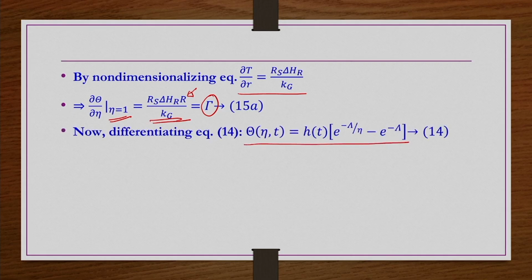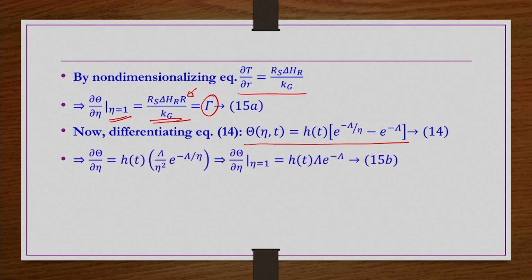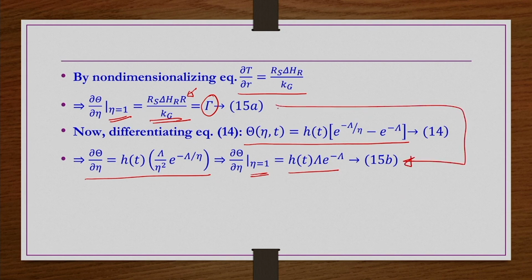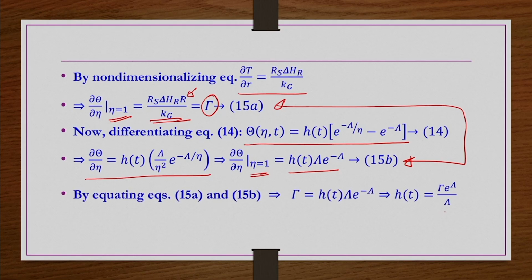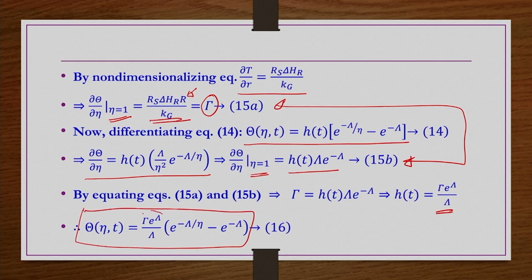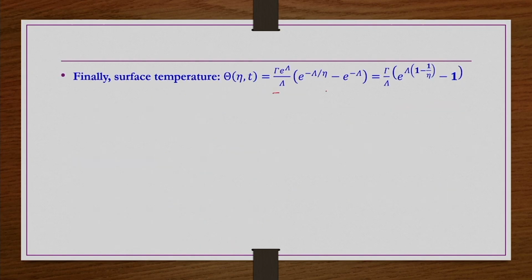Now, equation 14, this is what we have. We will differentiate this equation also with respect to eta and then substitute eta is equal to 1. So, by differentiating with respect to eta, this is what we have, and then substituting eta is equal to 1, this is what we have. So, these two equations you can compare and then have an expression for h(t). So, h(t) would be capital gamma by capital lambda e to the power of minus capital lambda, right. This now you can substitute in equation number 15, so that you have the temperature profile. This part is nothing but your h(t). So, we came over this h(t) as well. So, next step, e to the power of capital lambda we bring inside the parenthesis, so that we have this one, right.